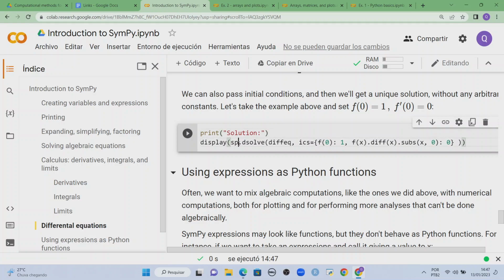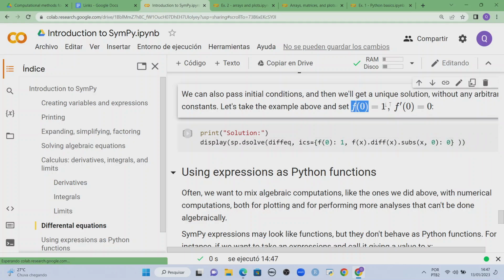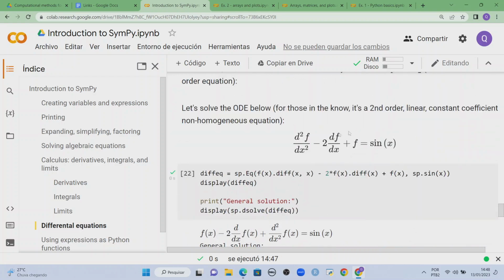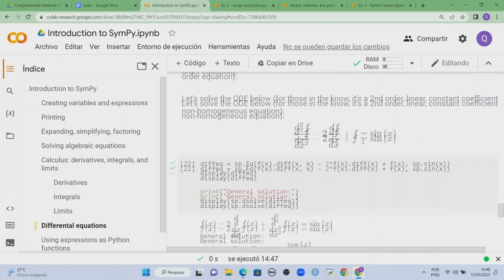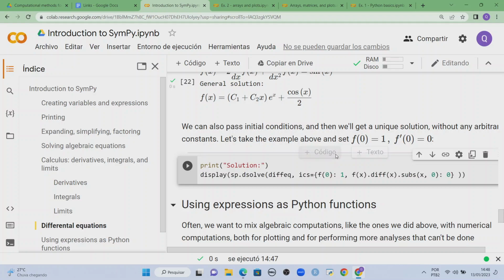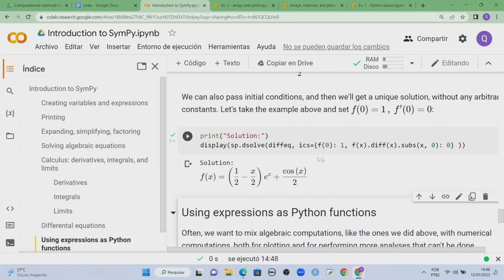Like this, you have solved your differential equation, and now you have this argument here called ICS for initial conditions. Here you say f of 0 is 1, and f prime at 0, the first derivative of f at 0, is 0. These are the initial conditions for this differential equation. For second order equations, I need two initial conditions, not just one. And then it will give me a solution without any arbitrary constants left.